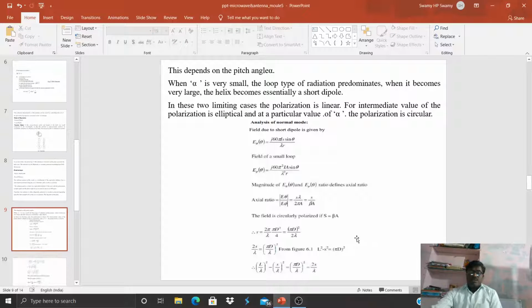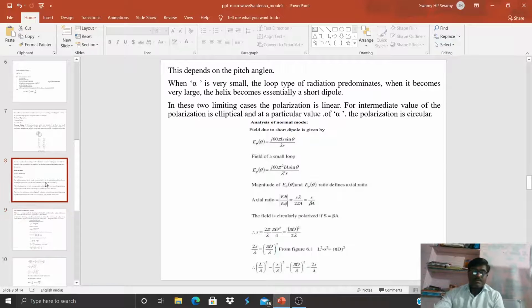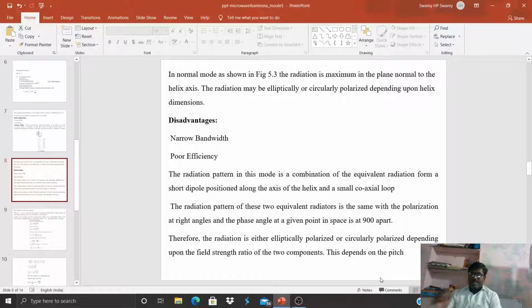Now, because of this, the radiation is either elliptically polarized or circularly polarized depending upon the ratio of the two components. What are those components? One is a small coaxial loop, and the other is a short dipole positioned along the axis of the helix.